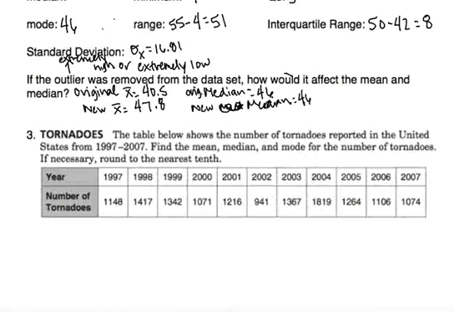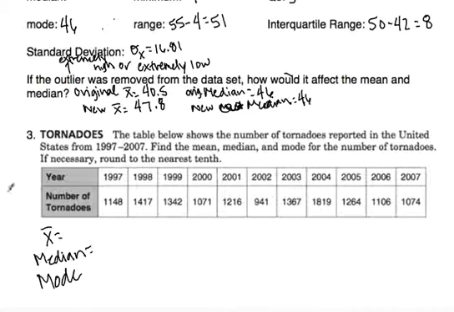Number 3 is about tornadoes. The table below shows the number of tornadoes reported in the United States from 1997 to 2007. Find the mean, median, and mode for the number of tornadoes. If necessary, round to the nearest tenth. So we're going to be trying to find the X bar, the median, and the mode.